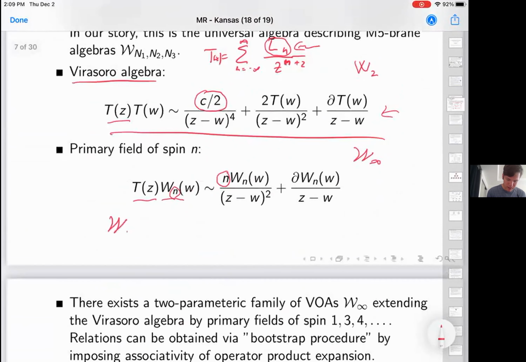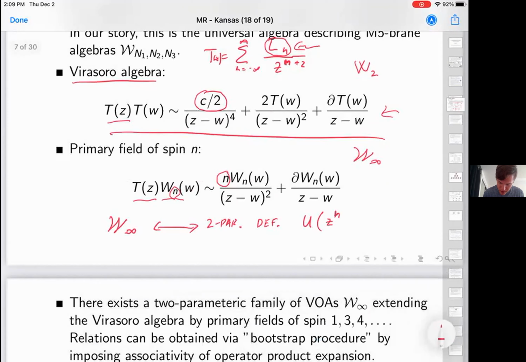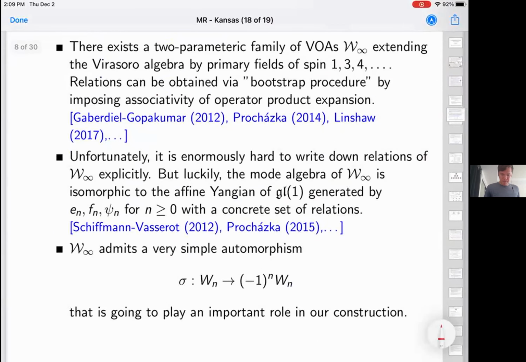Yeah, so W infinity is a two-parametric deformation of the universal enveloping algebra of the things that look like z^n ∂^m, where m is greater or equal to 0 and n is any integer. Okay, right. So this is the W infinity algebra. And Jan, thank you for the comment. That would have been probably the easiest way to introduce W infinity.